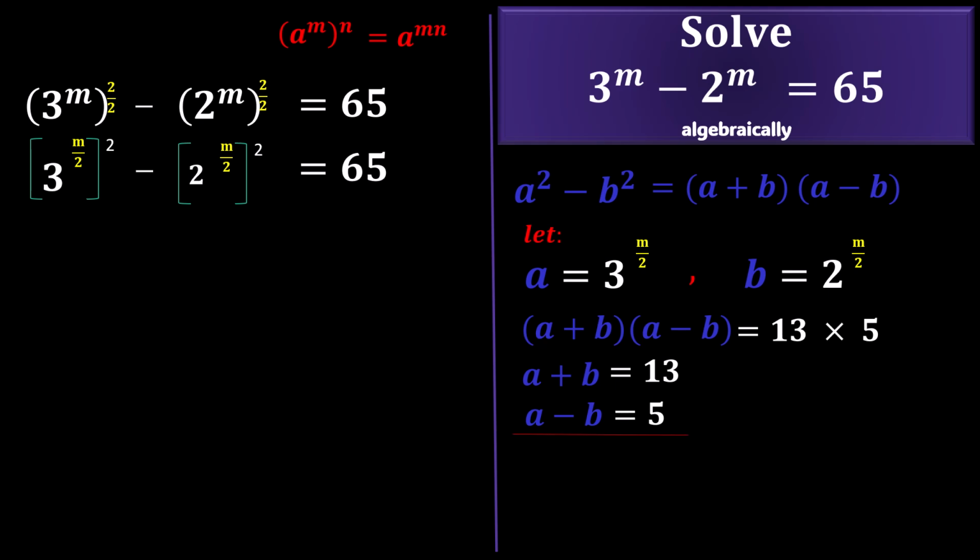And if we try to solve them, say, for example, subtract the second equation from the first one, we get 2b is equal to 8. So therefore, b is equal to 4. And if we now substitute b in one of the equations, we get a is equal to 9, right?